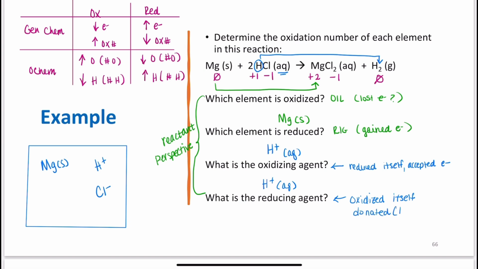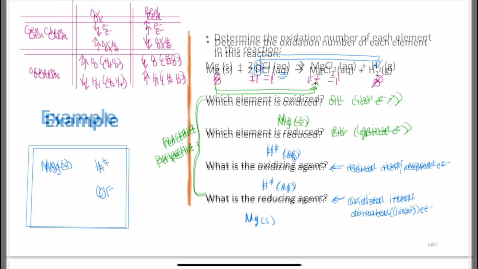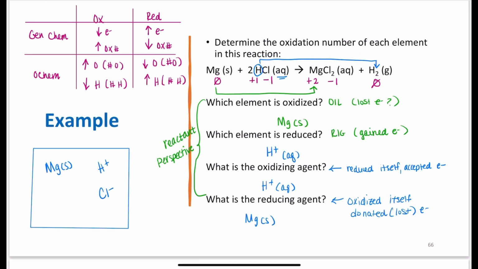It donated or lost the electrons. So again, you're doing this from the perspective of the reactants. So it's the magnesium solid that's being oxidized here, giving up its electrons to form magnesium 2+ ions. Once these react, the magnesium gives up those electrons, forming Mg2+. And when it does, it gives the electrons here, and this forms H2 gas. This is your spectator.